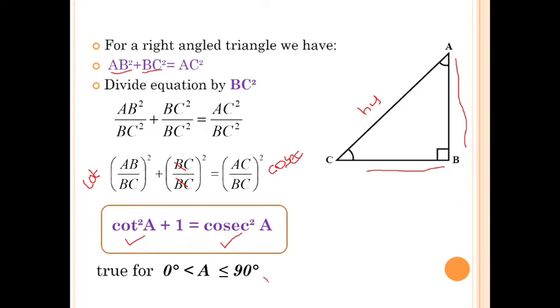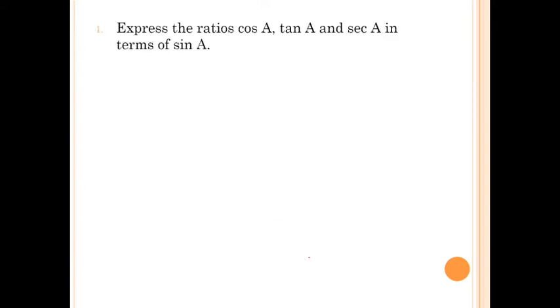Now we will be discussing problems. So first question. Express the ratios cos A, tan A and sec A in terms of sin A. So cos A, tan A, sec A should be expressed in the form of sin A.